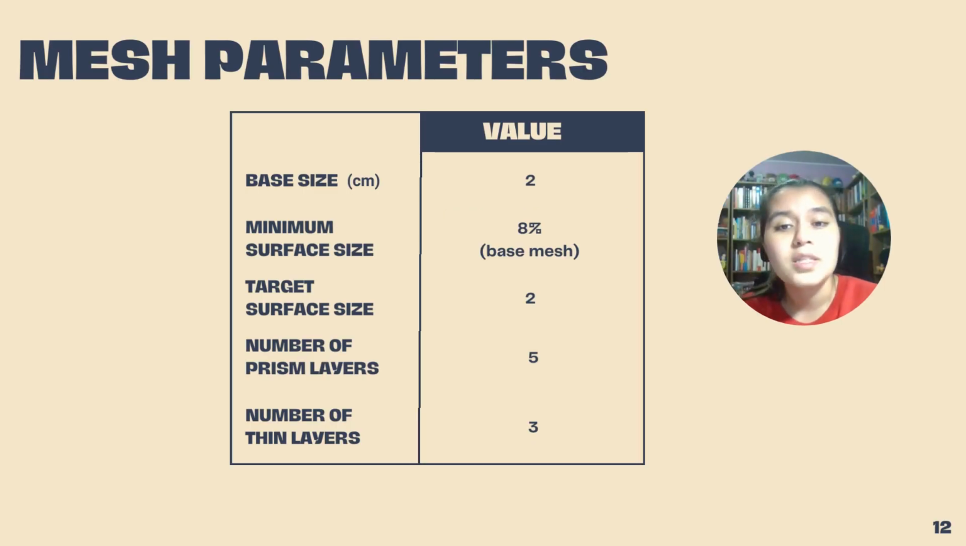The most relevant mesh parameters were the base size and the minimum surface size, which depends on the type of mesh that we were making. In the case of the base mesh it was 8%, but it changed if we wanted more or fewer cells. The target surface size was 2 centimeters, the same as the base size. The number of prism layers was 5, and the number of thin layers was 3.